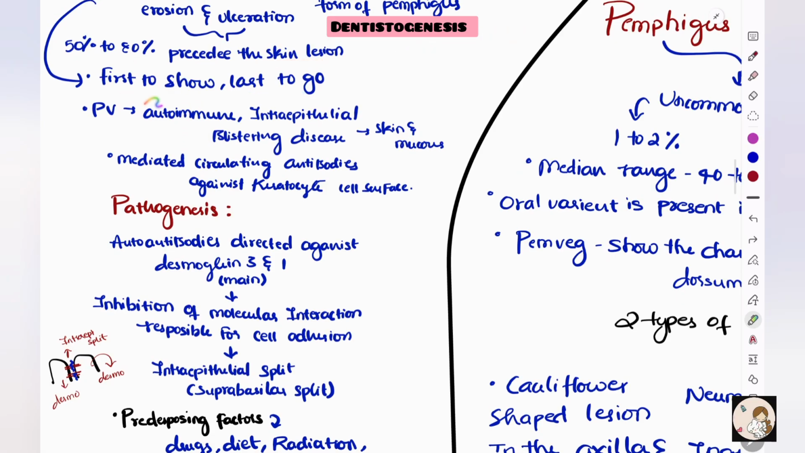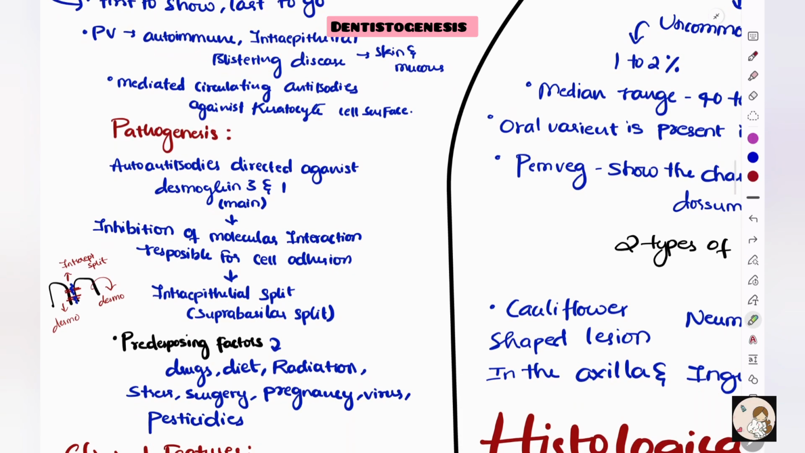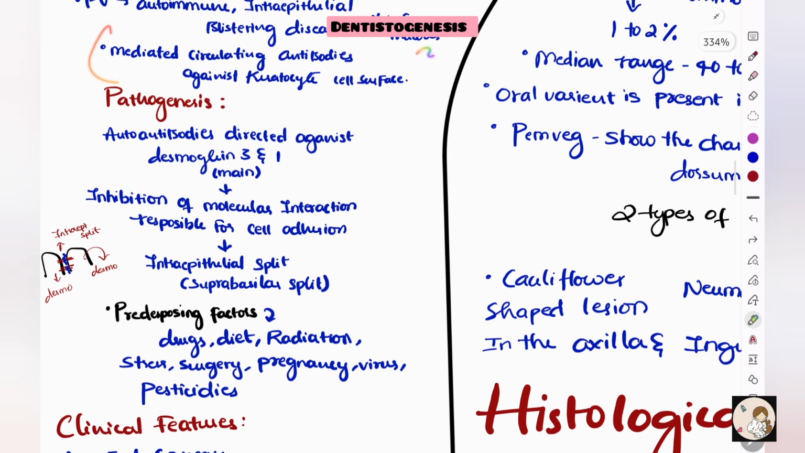Now, pemphigus vulgaris is an autoimmune disease, as we discussed earlier in the introduction. It is an autoimmune intraepithelial blistering disease of the skin and mucous membrane, mediated by IgG antibodies against the keratinocytes. This is the most important point to be written while answering on pemphigus. So IgG antibodies are directed onto the keratinocytes.